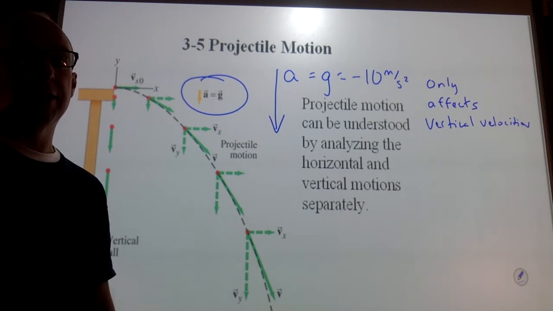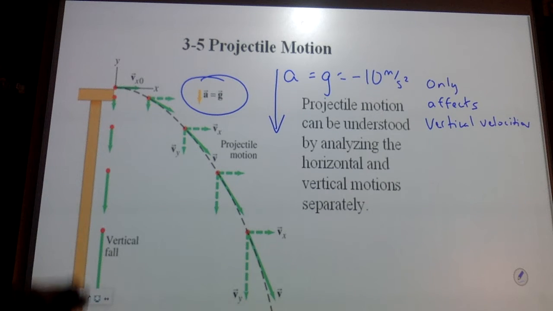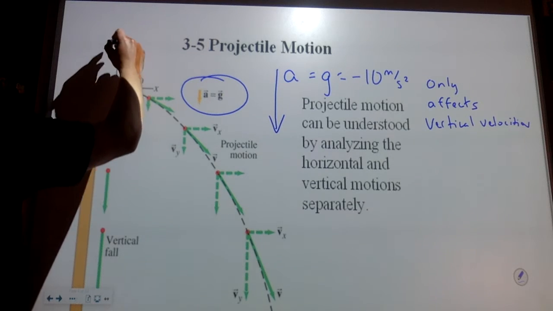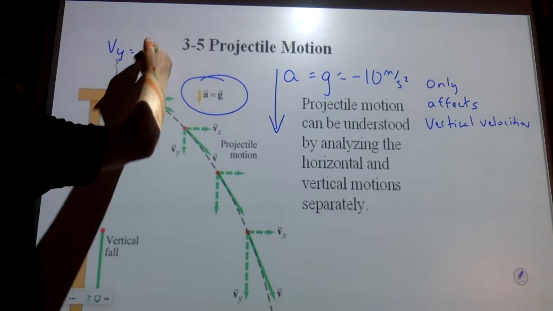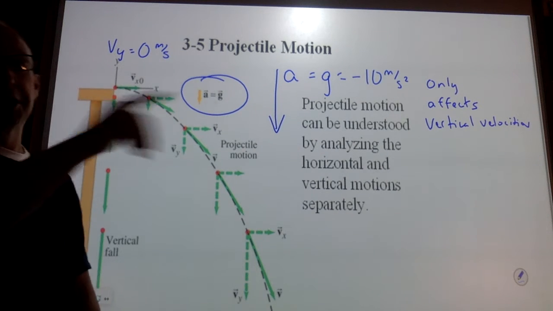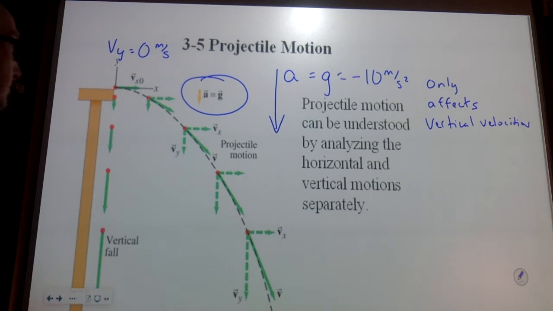AP really loves horizontal launch. We'll look at two-dimensional projectile motion at another time. So in this case, we have horizontal launch. It has only velocity in the x direction. My velocity in the y direction starts off being 0. So something's rolling off a table, something's being shot sideways.